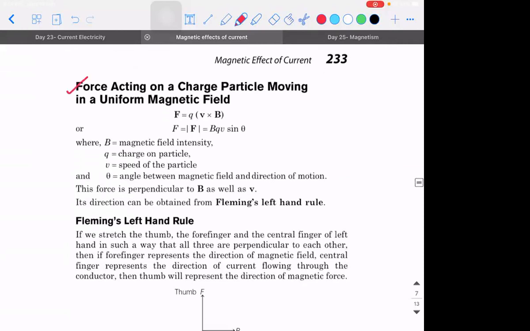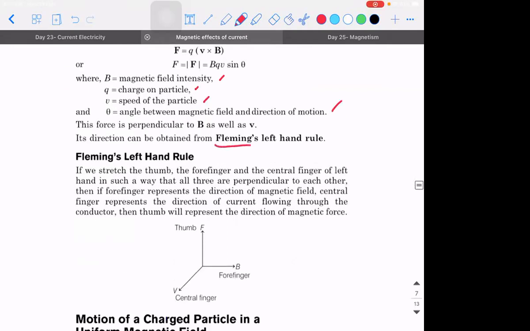Next is force acting on a particle moving in a uniform magnetic field. We know that Lorentz force is given by the expression F is equal to Q into v vector cross B vector, right? Where B is the intensity of the magnetic field, Q stands for the charge on the particle, v stands for the speed of the particle, and theta is the angle between the magnetic field and the velocity vector. Right? So if you want to obtain the direction, you can either use Fleming's left-hand rule or you can use cross product of vectors.